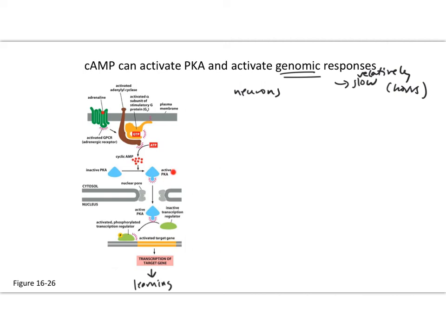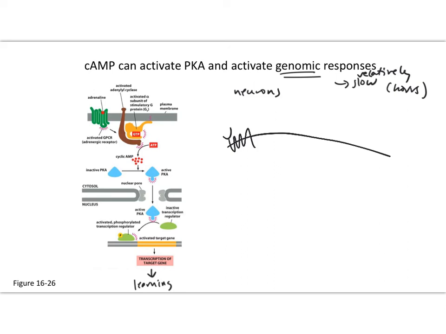In these cells, then active PKA will enter the nucleus, and it will find transcriptional regulators, so these green blob proteins. Then it will phosphorylate those transcription factors, and at that point, then the transcription factor can bind to DNA and stimulate the transcription of that target gene. So let's do a little run through of what the abbreviated pathway would look like. So this is what you should know.